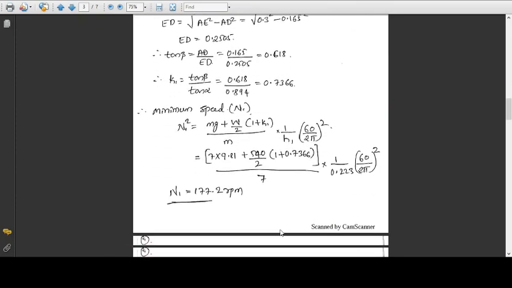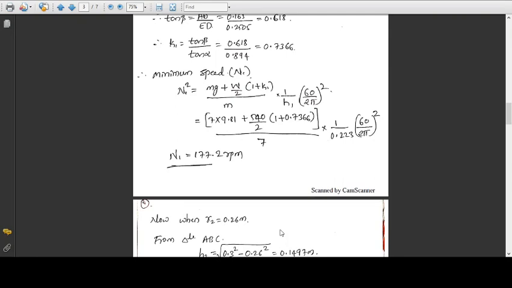Once you have calculated the values of K1 and R1, we'll now calculate the minimum speed, because minimum speed will always occur at R1. The basic equation is N1 square equals M into G plus W by 2 into 1 plus K1 divided by M, into 1 plus H1 into 60 by 2 pi whole square. This is the same equation which we derived and considered for the last example.